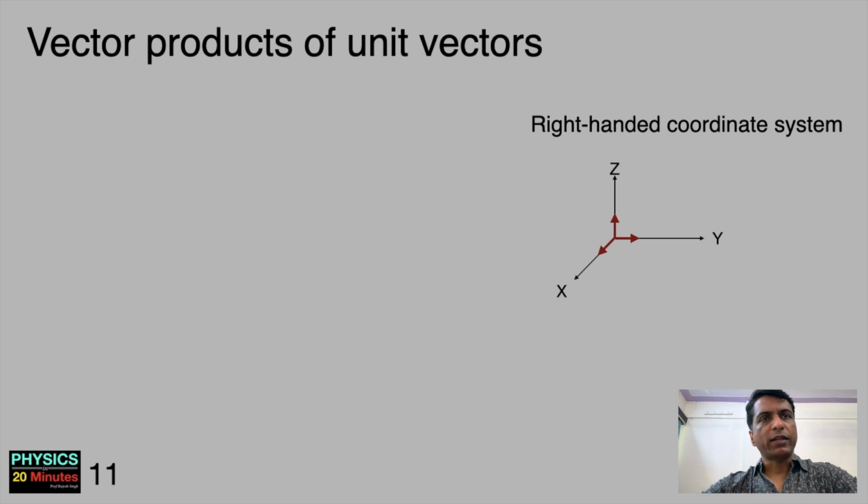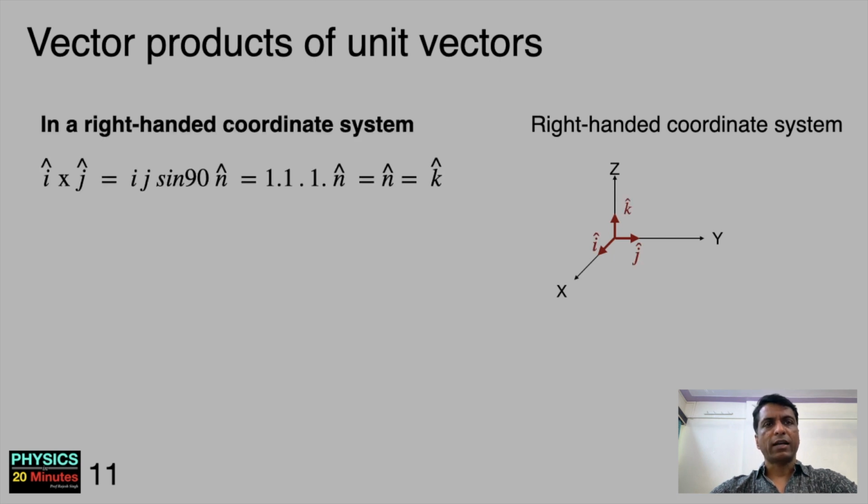So let's see the vector products of unit vectors. In the diagram, what I am showing you is a right-handed coordinate system. In a right-handed coordinate system, the right-hand rules apply in a particular manner. What will be i cap cross j cap? The value of i cap cross j cap is given as i, j, sin 90, n cap. All three, i, j and sin 90, have magnitude 1, so it is equal to n cap.